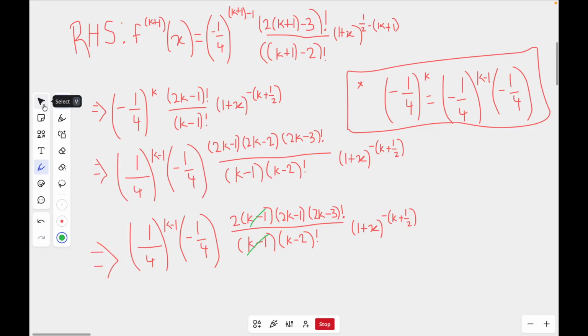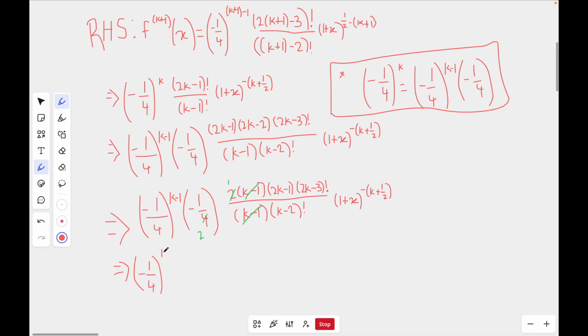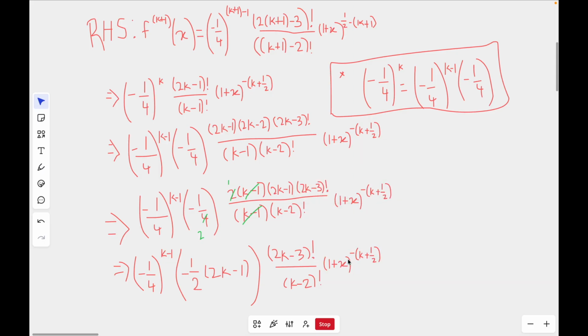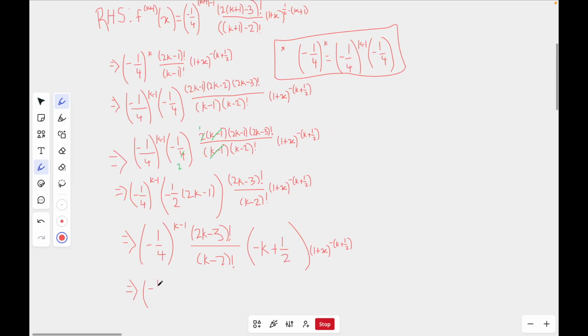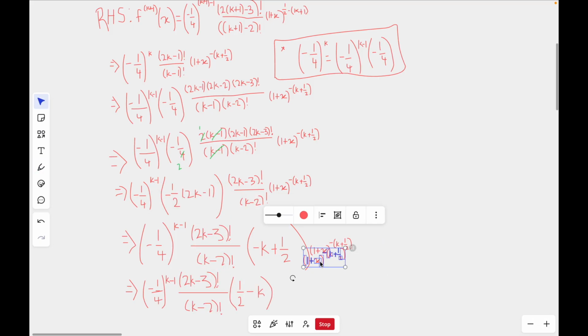We can cancel the k minus 1 terms in the numerator and denominator, and simplify the 2 on the numerator with the 4 on the denominator, which leaves us with negative 1 over 4 to the power of k minus 1 times negative 1 over 2 times 2k minus 1 times 2k minus 3 factorial over k minus 2 factorial times 1 plus x to the power of minus k plus 1 over 2. Simplifying the negative 1 over 2 times 2k minus 1 term leaves us with the result negative 1 over 4 to the power of k minus 1 times 2k minus 3 factorial over k minus 2 factorial times 1 over 2 minus k times 1 plus x to the power of minus k plus 1 over 2.